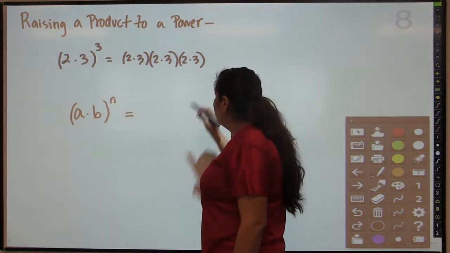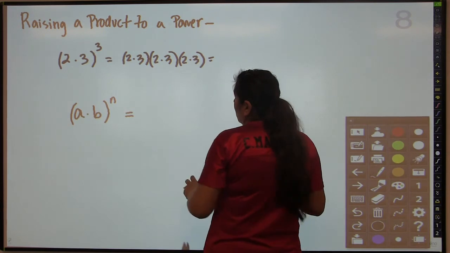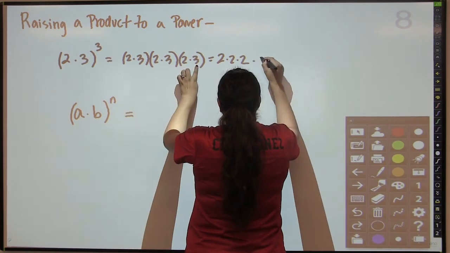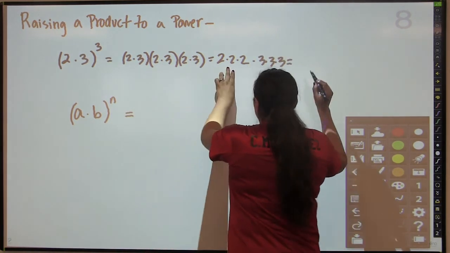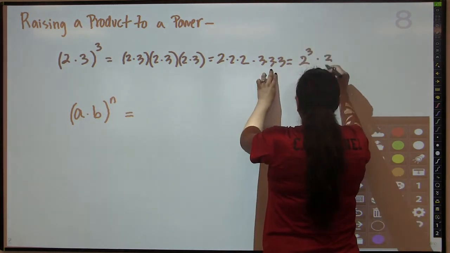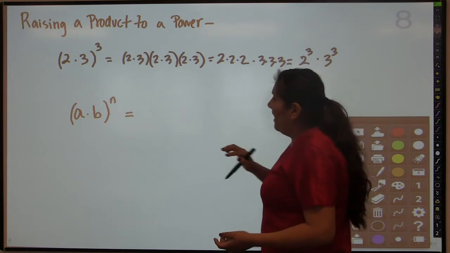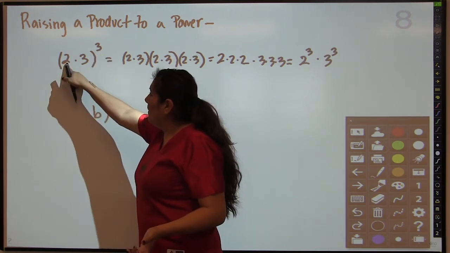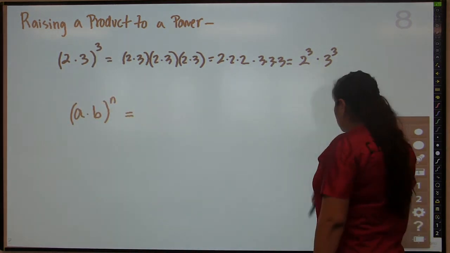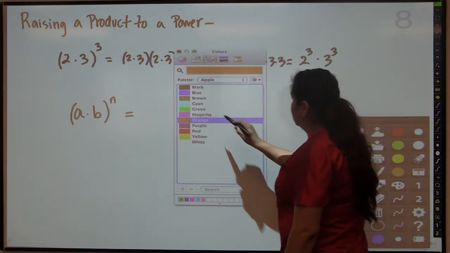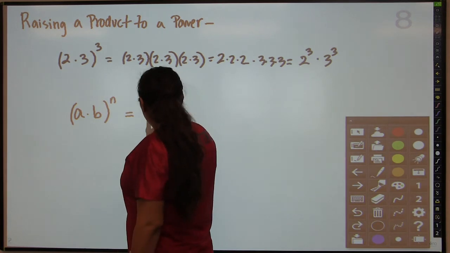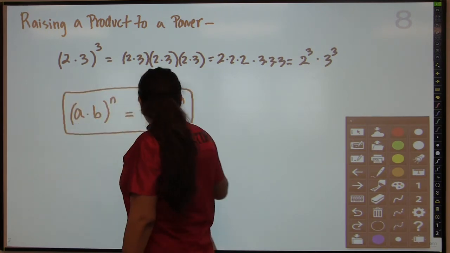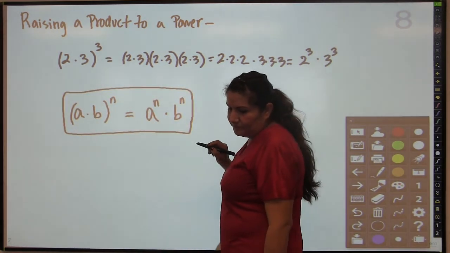1, 2, 3. Okay, and because it doesn't matter which order we multiply in, that literally means 2 times 2 times 2, and 3 times 3 times 3, which is basically 2 to the third power times 3 to the third power. So what you can see there is that if you have a product, basically you need to distribute the exponent to both the 2 and the 3, as we've seen here in the end. So the rule here is that if you have a product, you need to distribute: a to the n times b to the n. Alrighty? So basically, distribute.